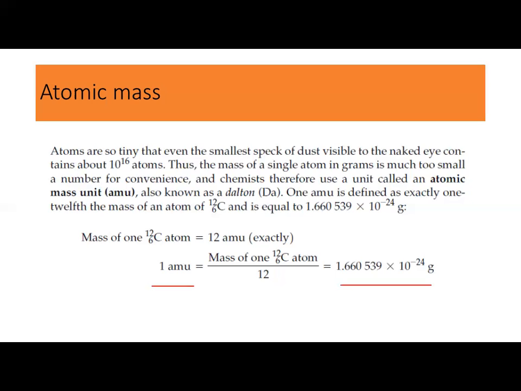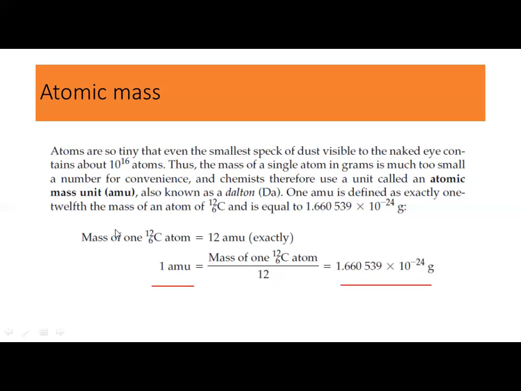So you must remember 1 AMU will be equal to 1.660539 exponent minus 24. Even if you remember 1.6, that is sufficient. There is no need to memorize all the rest of the figures, because the exponent is minus 24. So how can I calculate this one?